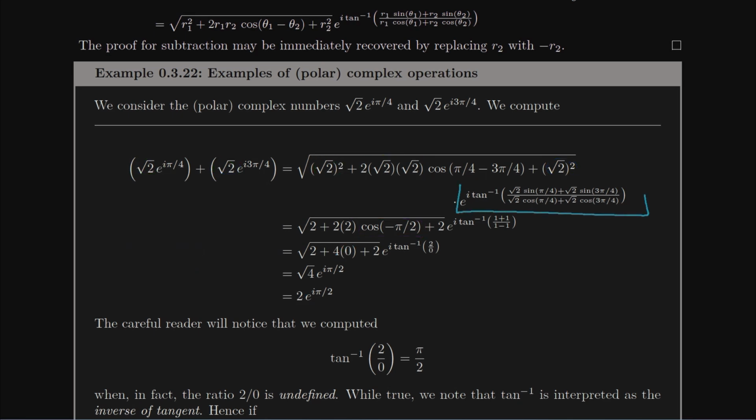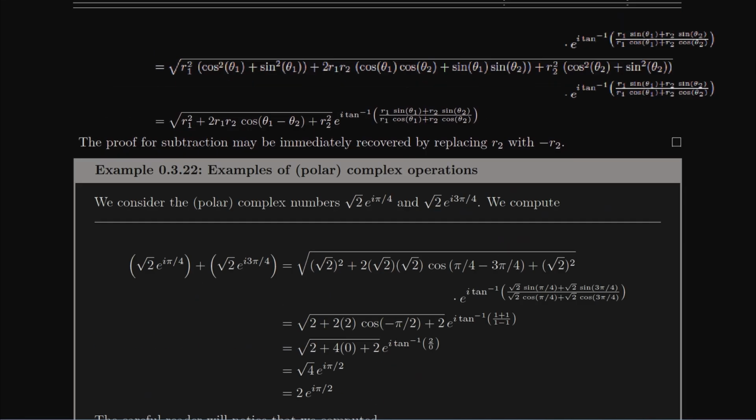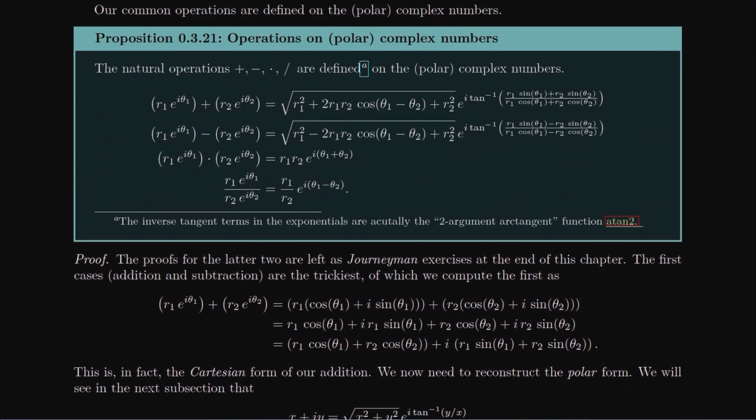Let's talk about this term over here. Where did that term come from? Well, if I jump all the way back up here, let's look at it. I've got r1 sine of theta 1, r2 sine of theta 2, r1 cosine theta 1, and r2 cosine theta 2. Let's jump back down.